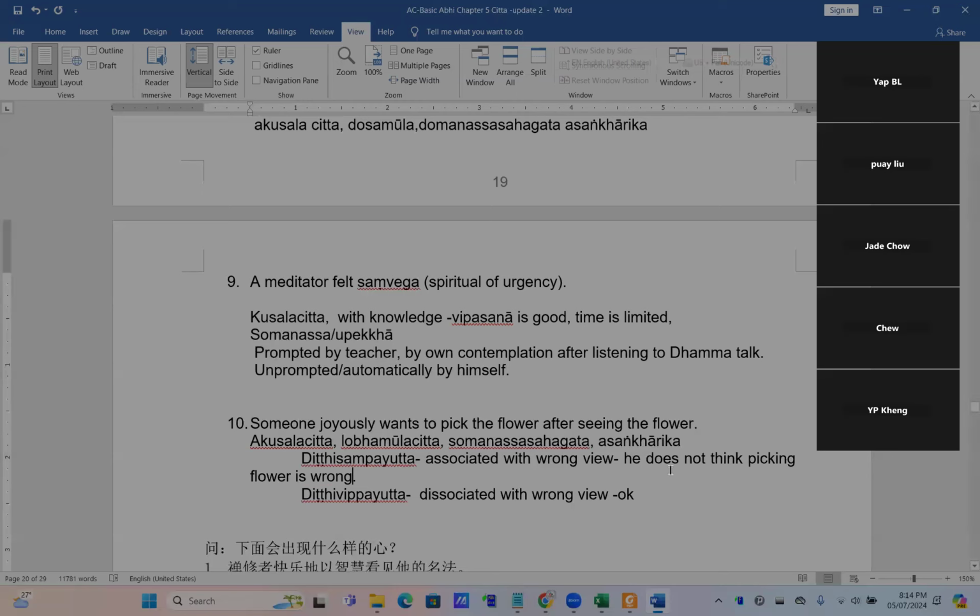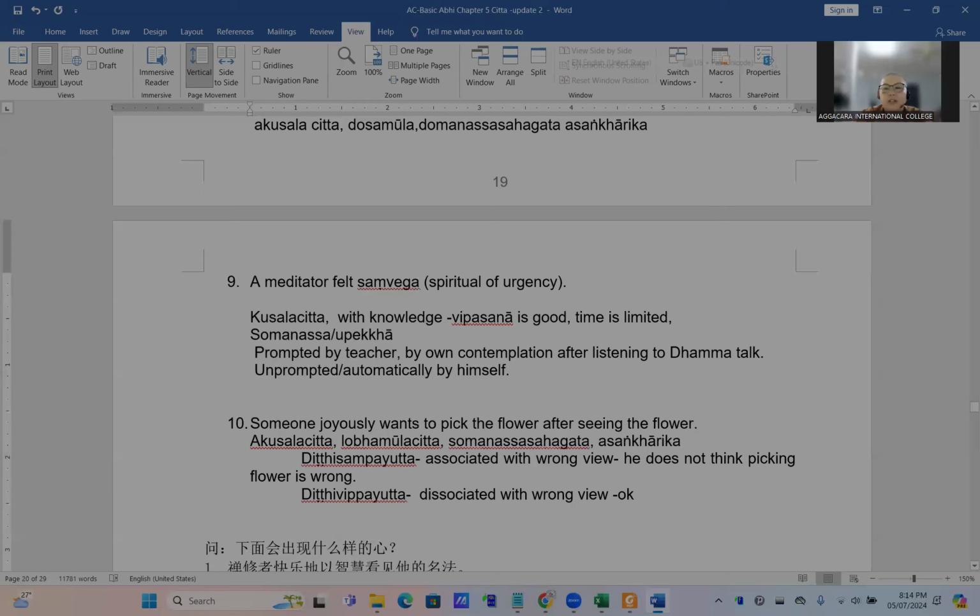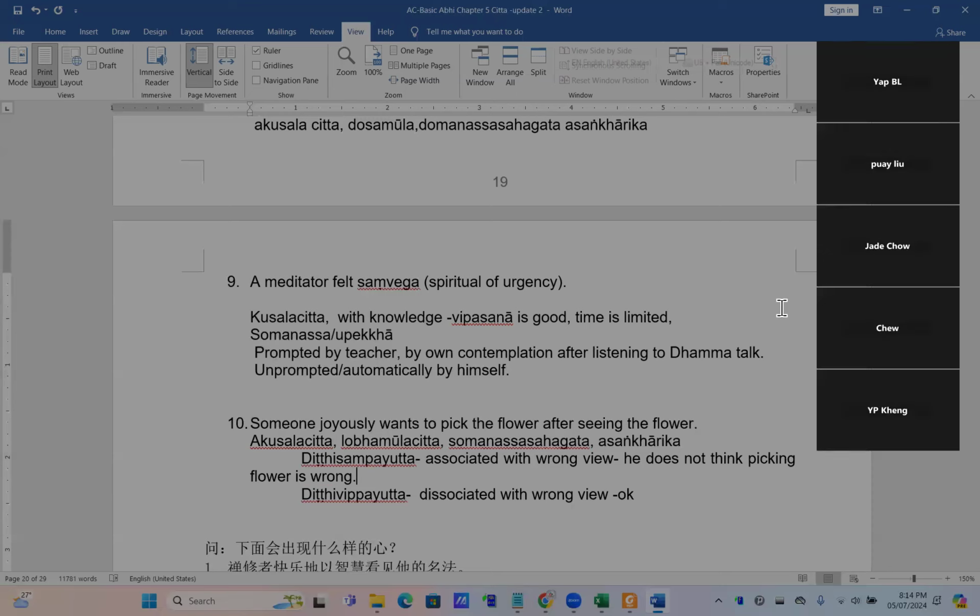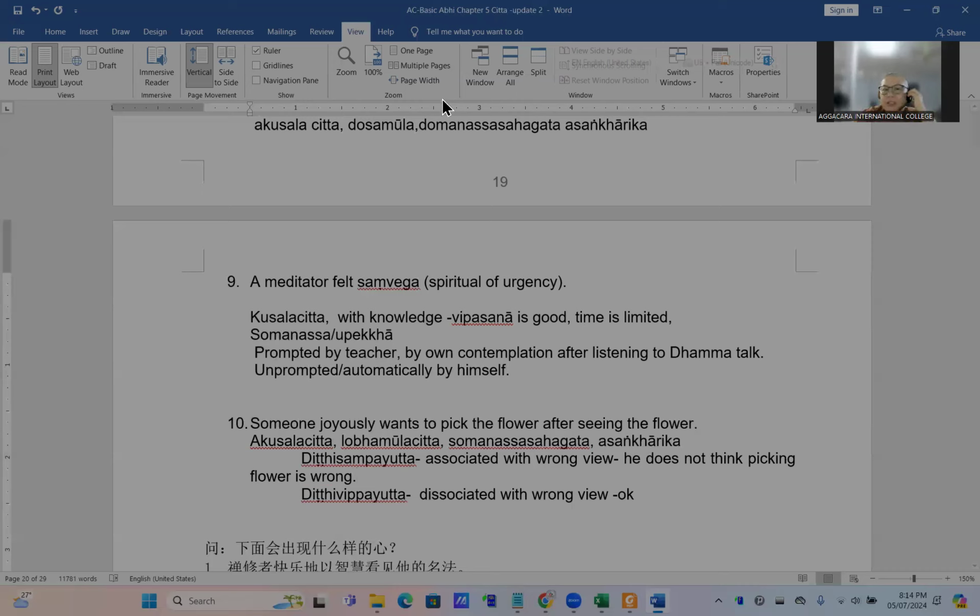Okay, yeah. Also, we can think about how the associate is not wrong, because he doesn't think that picking flowers is wrong. It depends on culture also. In some places, picking flowers is okay, right? For some people, picking flowers is not okay. I'm just giving you a simile here. So actually, it depends on culture.